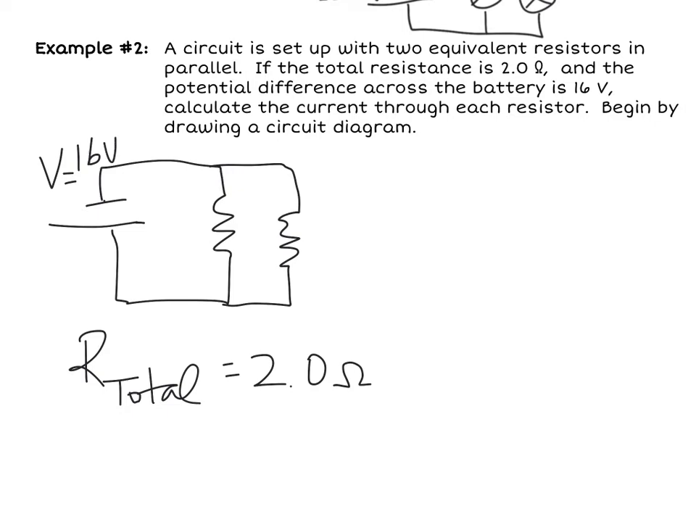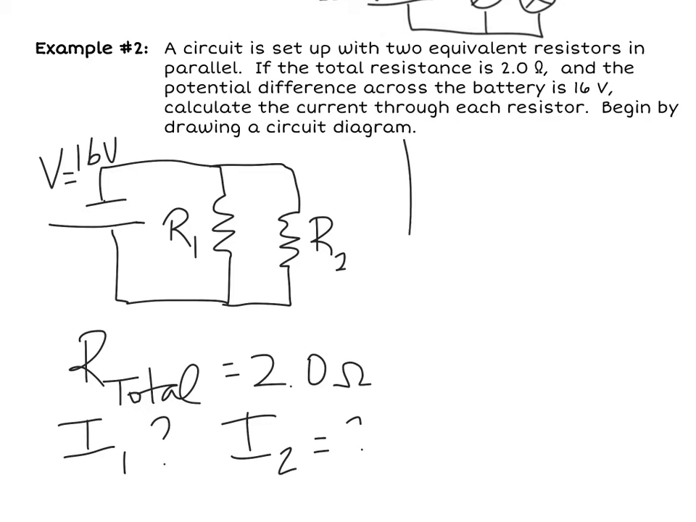Right there. Now I want to know what the current is through each of the resistors. So I'm going to call this resistor 1, and I'm going to call this resistor 2 over here. And I want to know what I1 is, and I want to know what I2 is. Okay? So this is kind of tricky, right? So let's talk about ideas first.